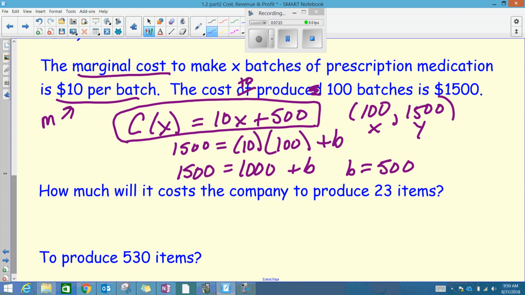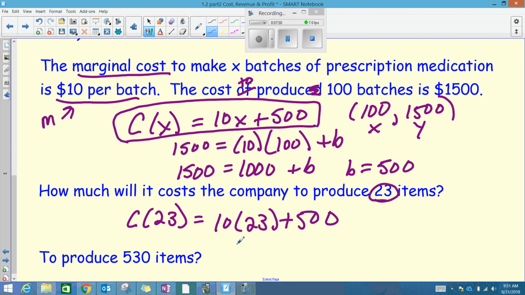Okay, so now we can answer questions using that. How much will it cost the company to produce 23 items? Again, we're going to plug 23 into our cost function. So C of 23. We get 10 times 23 plus 500, which gives us 230 plus 500, which is $730.